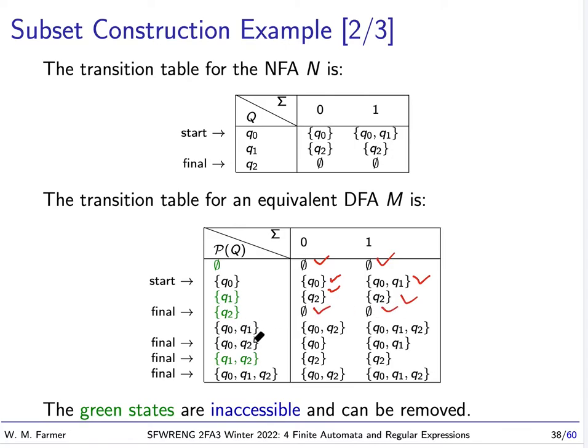Now, if we have Q0 and Q1, basically, where can we get from Q0 or Q1 when we're reading 0? Well, it's going to be the union of these two. That's what this is. And the union of these two, which is this one. And so forth, we can fill out the rest of the table.